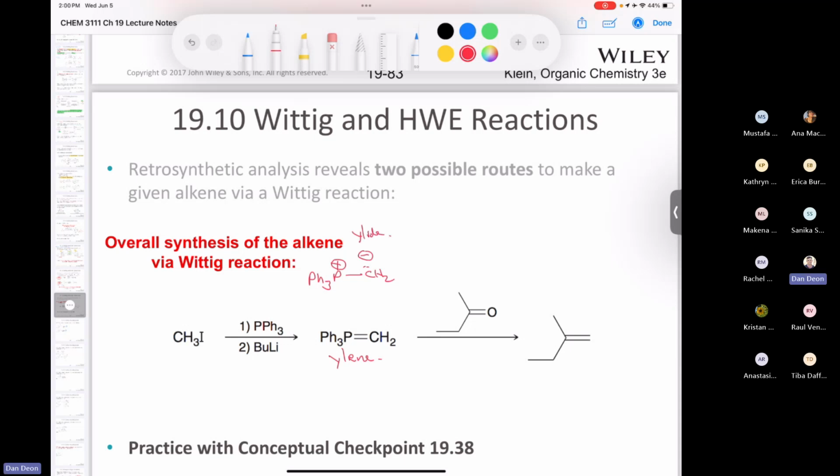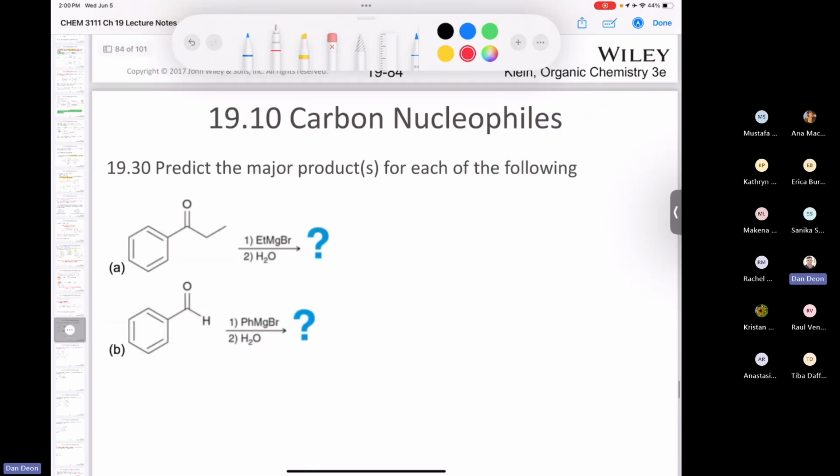And then that's going to react with the carbonyl. And in this case, there's no E or Z to consider because this carbon has 2 hydrogens on it. So there's no E or Z that exists in this particular reaction.